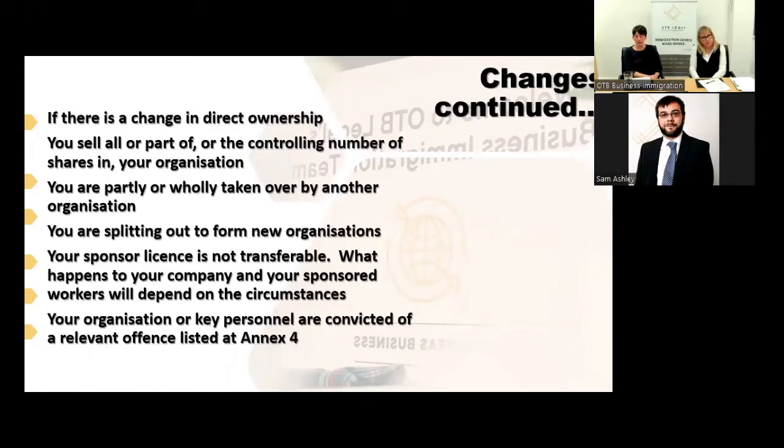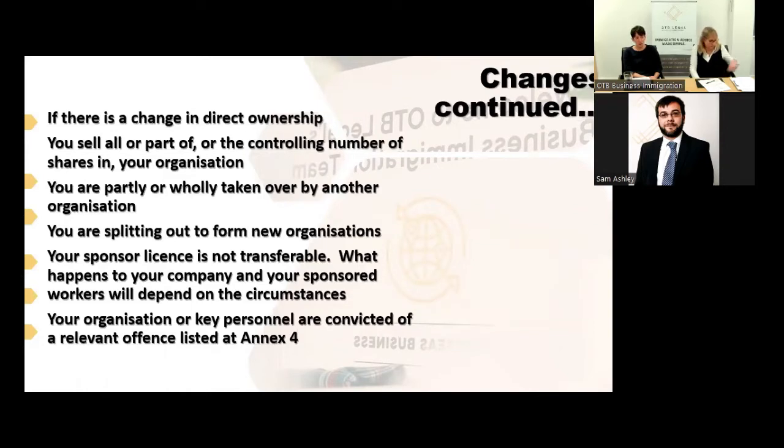What then happens, assuming that that sponsor license is granted, is that any sponsored workers you have are able to just be transferred from the old license onto the new license. That's important because it means that the workers themselves don't need to make new applications for new skilled worker visas. They can stay on their existing visas, and just the responsibility and the reporting responsibility for them transfers over to the new license. There will be cases where that is not permitted.